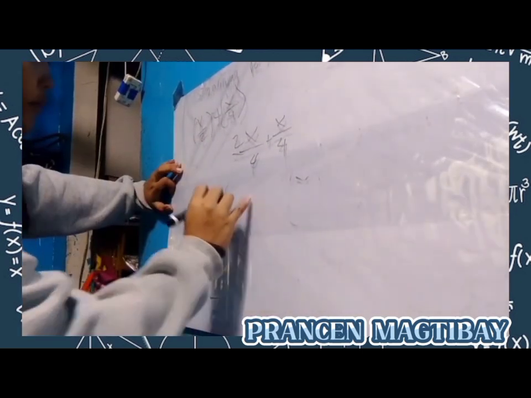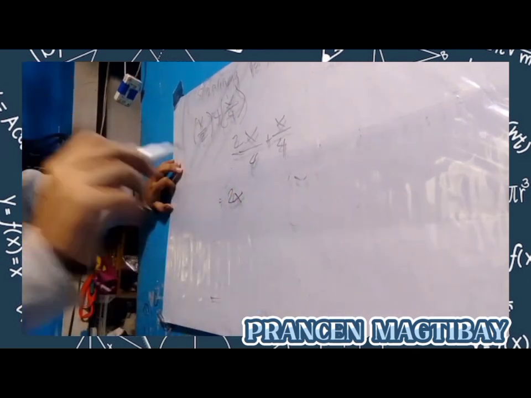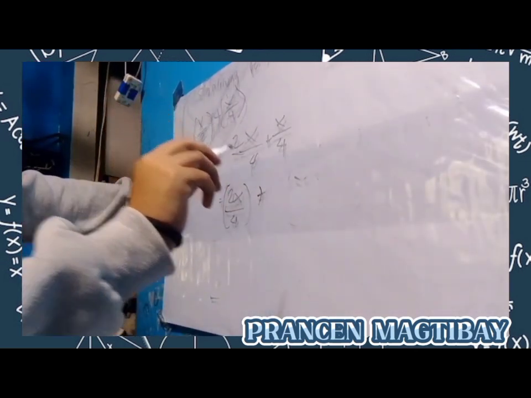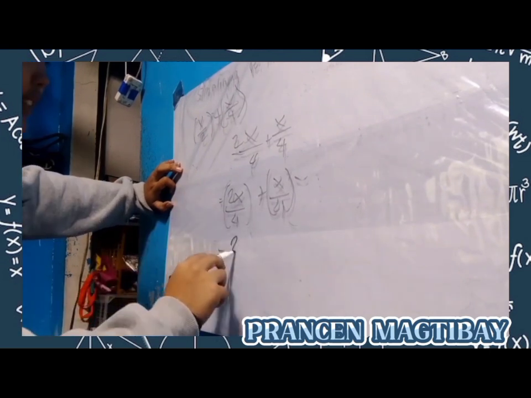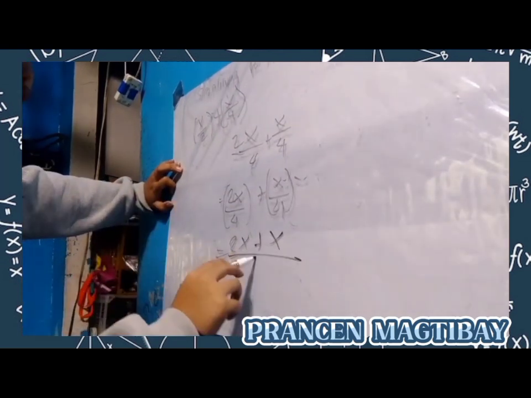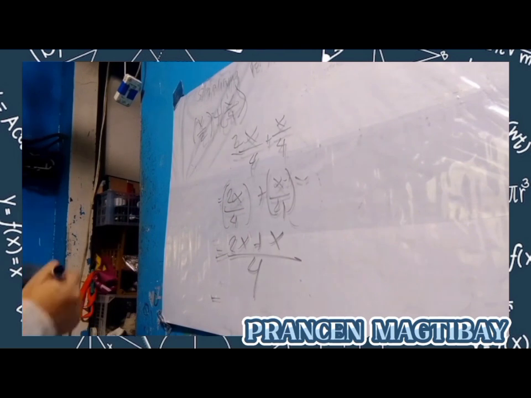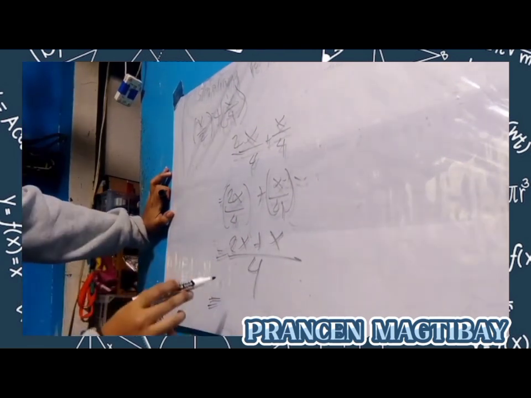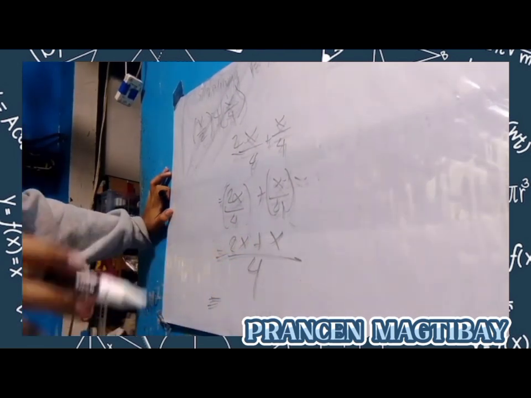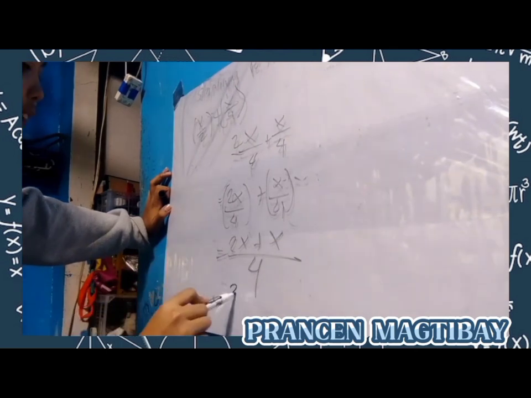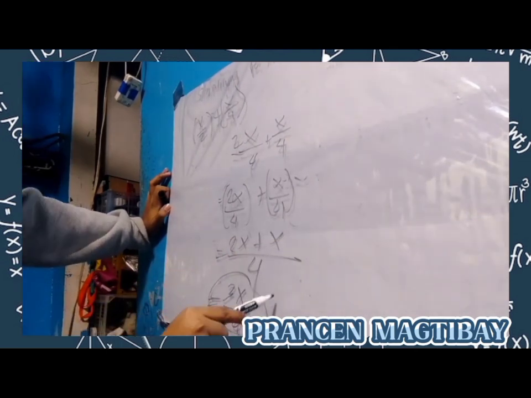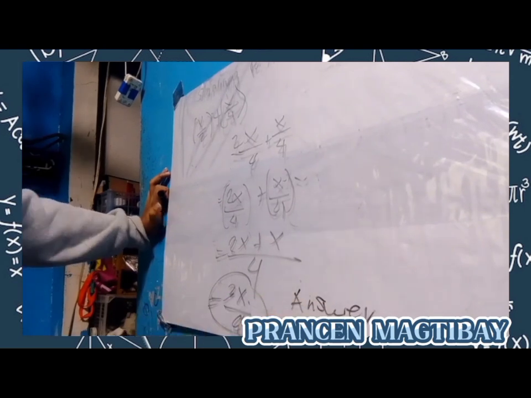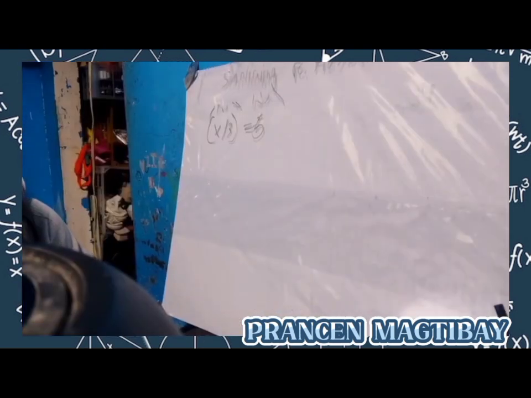So, 2x over 4 plus x over 4. So, mangyari po nito is, copy na po itong 2x plus x over 4. Hindi na po natin ibahin. So, ang mangyari po is, okay, 2, ang x nga po is, ibig sabihin 1, diba? So, ito po magiging 3, and copy the x, and 4. So, ito na po yung sagot niya. 3x over 4.